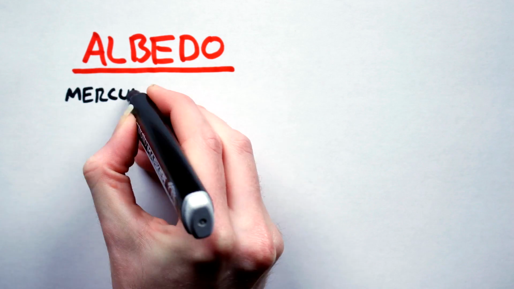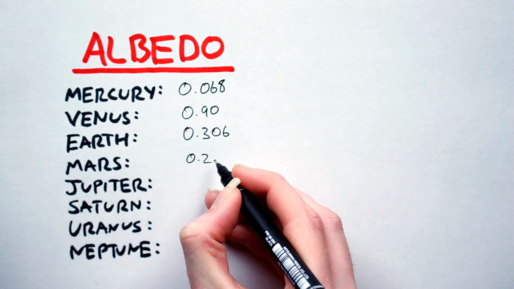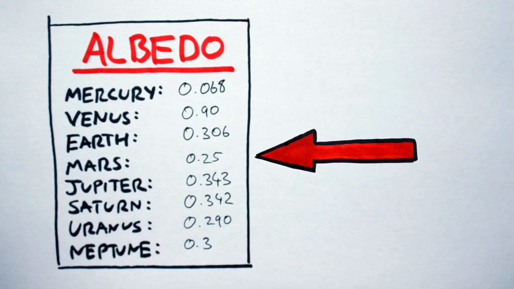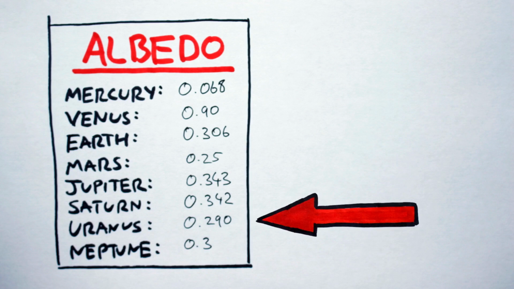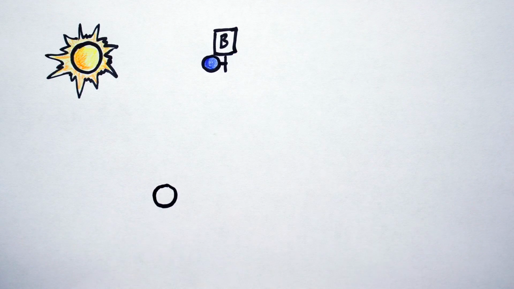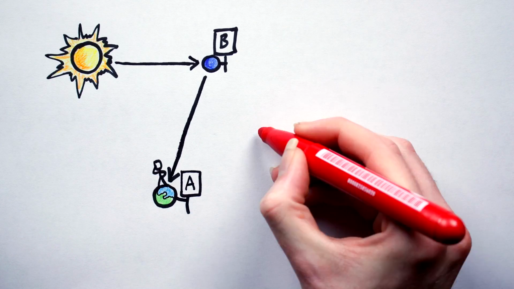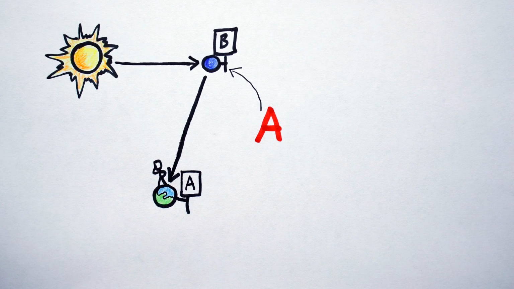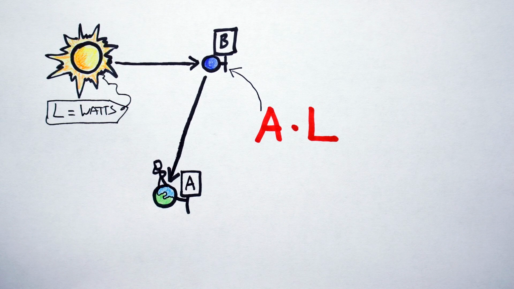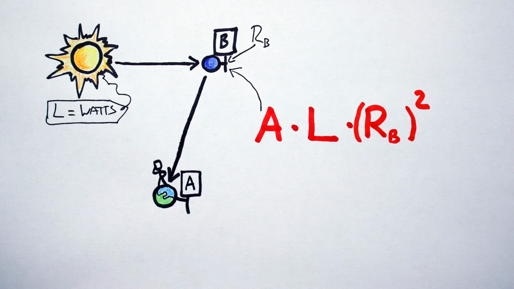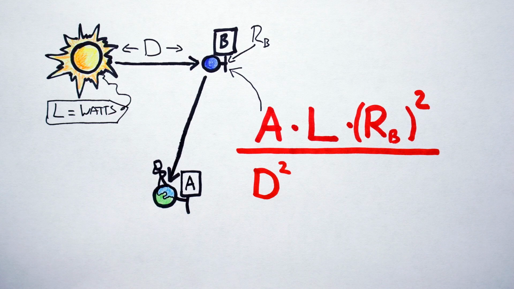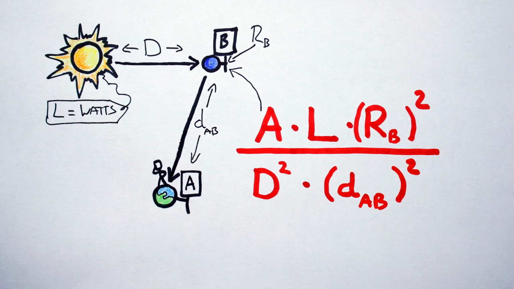I'll go into albedo in greater detail in future videos, but for now, here's a list of the albedo values of the planets. Decide which planet is closest in composition to your target planet, and go with that albedo for now. We can tweak it at a later stage. Once we have our albedo, we can determine the apparent brightness of a planet we're observing using the formula: A, the albedo, multiplied by L, the luminosity of your star in watts, multiplied by the radius of the planet you're observing in meters, squared. Then divide this all by D squared, the distance in meters between your star and the planet you're observing, multiplied by DAB squared, the distance, again in meters, between the observed planet and your observer.